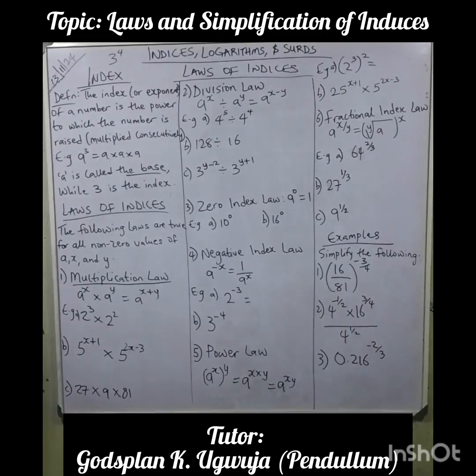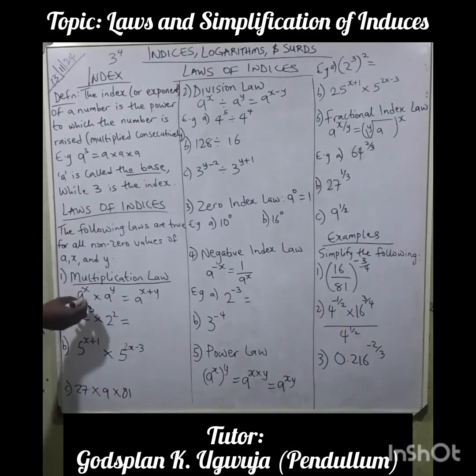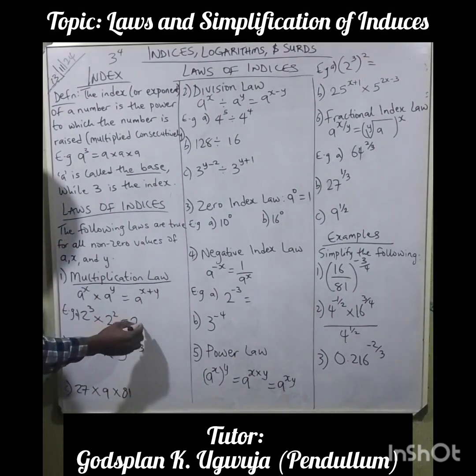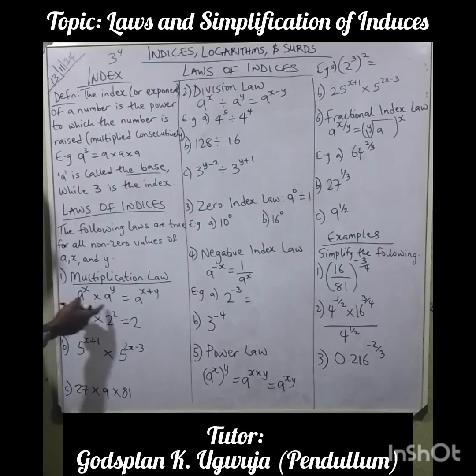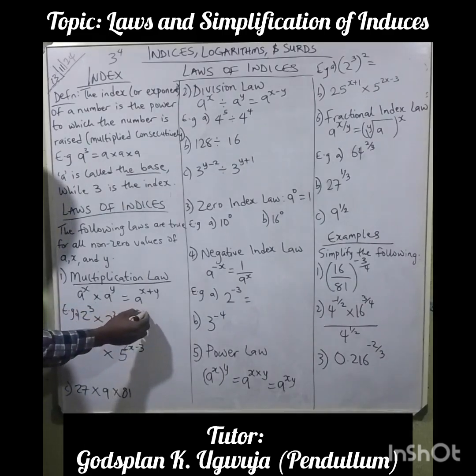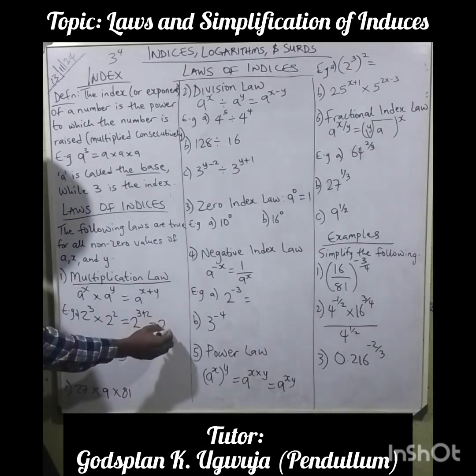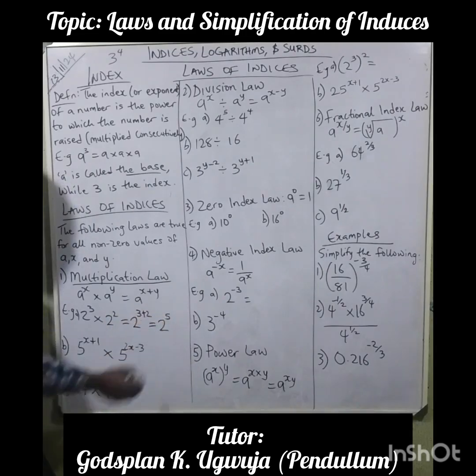For instance, in this case now we have 2 raised to power 3 times 2 raised to power 2. Now we can see that they both have a base of 2. They have the same base, so I can just pick one of the bases 2 and then I add the powers 3 plus 2, or I add the indexes, and this will give me 3 plus 2 is 5.